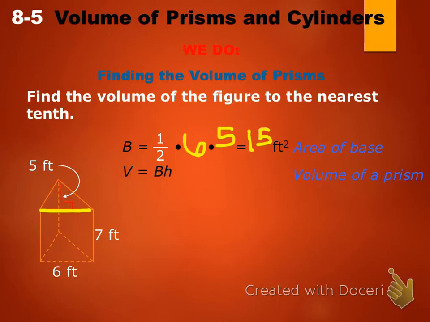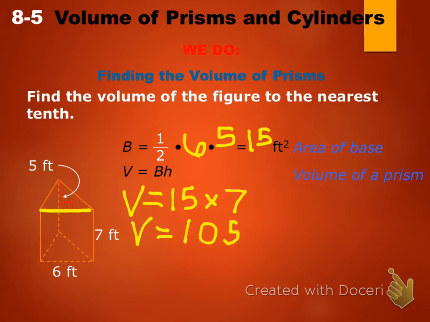So then to find the volume, we're going to take that 15 and multiply it times the height of the prism, which in this case is 7 feet. So the volume is 15 times 7, which is 105 feet cubed. And remember, volume is always cubed.